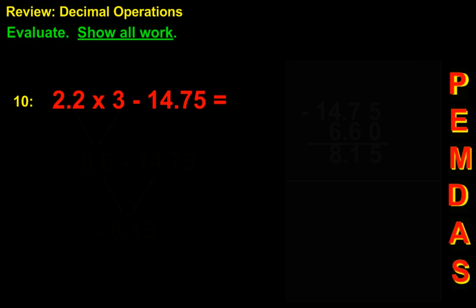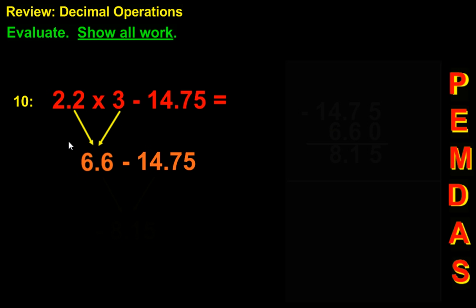For number 10, we have 2.2 times 3 minus 14.75. Thinking of PEMDAS, we don't have any parentheses, we don't have any exponents. We do have multiplication, so we'll get that done first. 2.2 times 3 gives us 6.6. I simply bring down the rest of the problem.